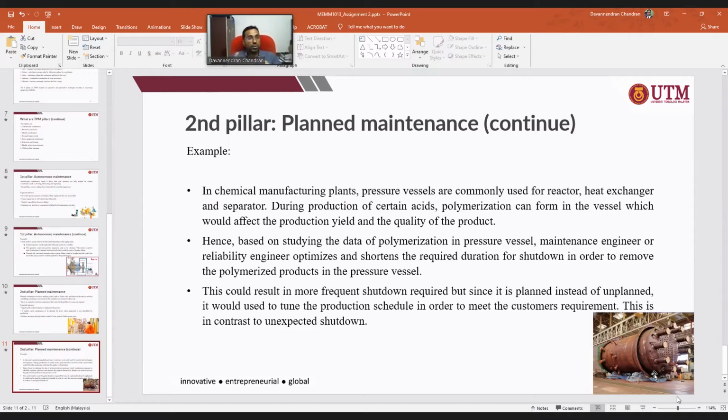When you do this planned maintenance, it could result in more frequent shutdowns, but they are planned instead of unplanned. You would prefer it to be planned because you know that we are going to shut down at this particular time, and what activities we are going to do. Once the process is completed, you are able to ramp up the plant again and continue producing the product. This is in contrast to running the plant and suddenly having to shut down because of polymer buildup and so on.